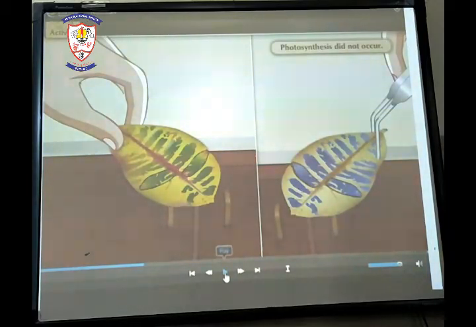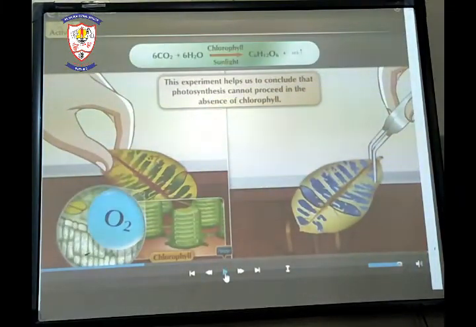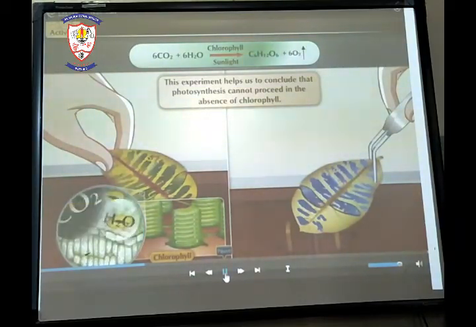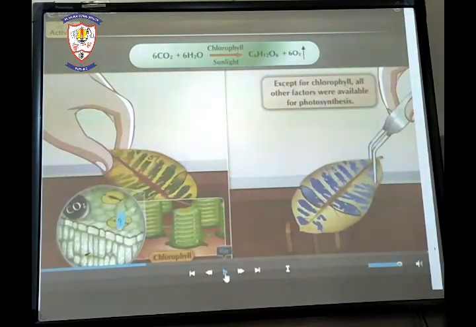However, photosynthesis did not occur. This experiment helps us to conclude that photosynthesis cannot proceed in the absence of chlorophyll. Here we understand that except for chlorophyll, all other factors were available for photosynthesis.